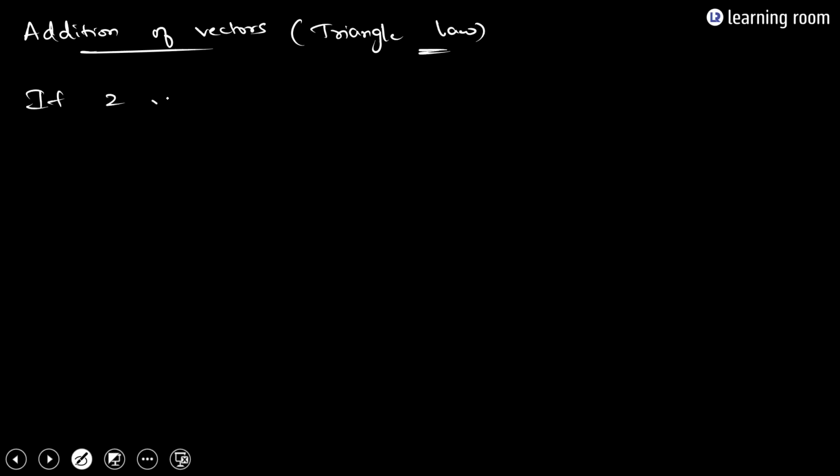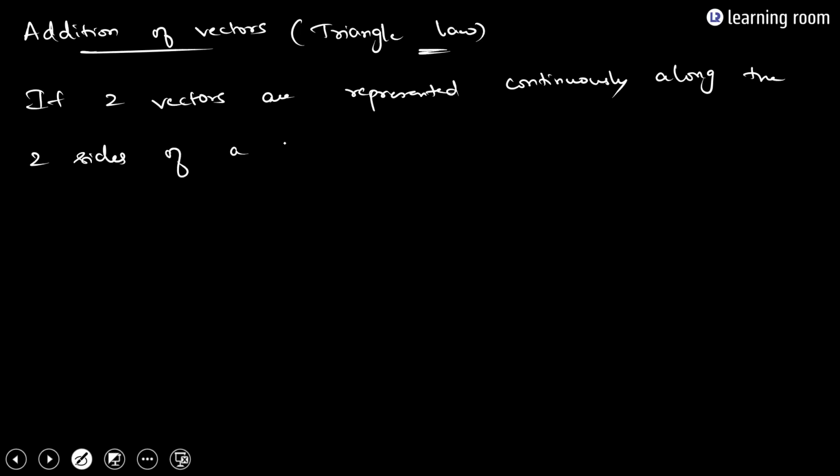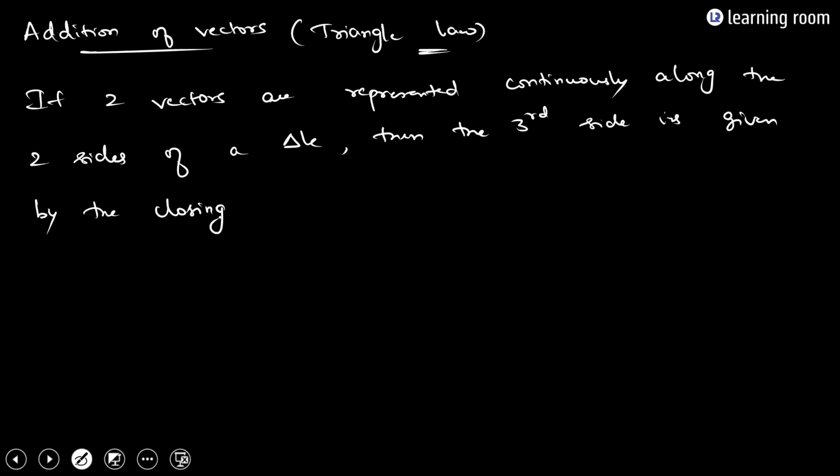If two vectors are represented continuously along two sides of a triangle, then the third side is given by the closing side of the triangle taken in reverse order.